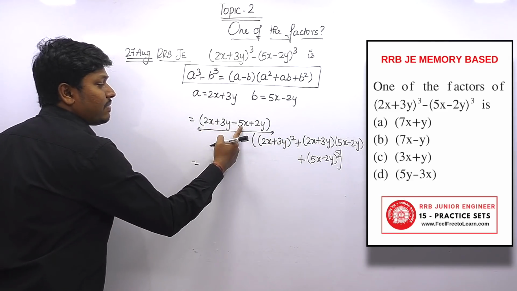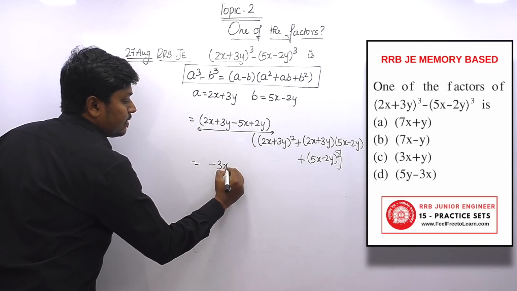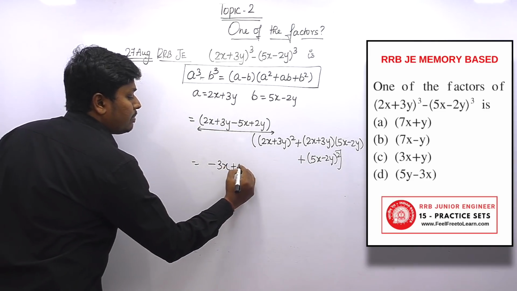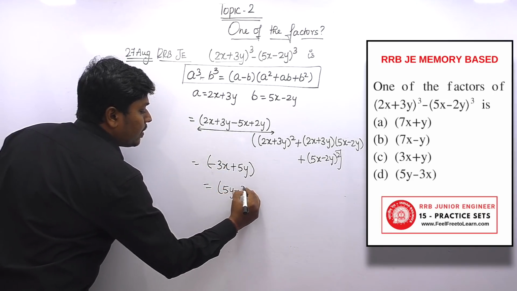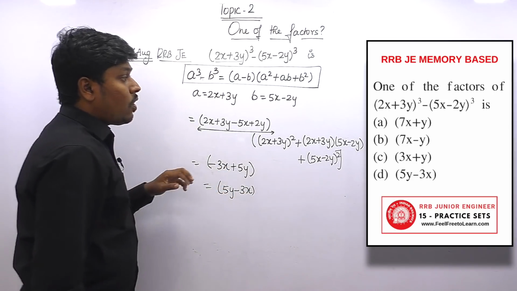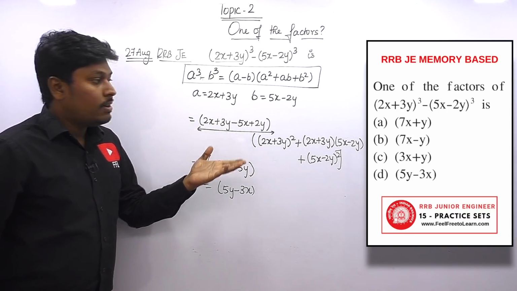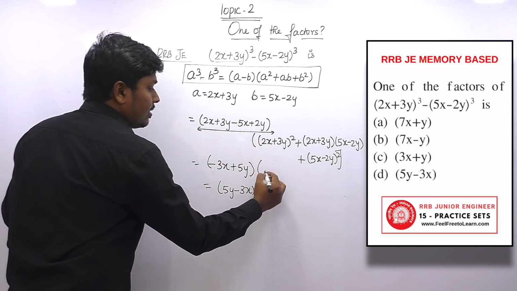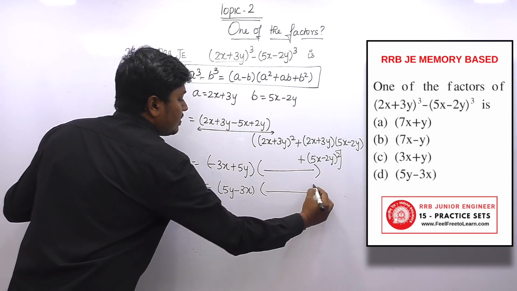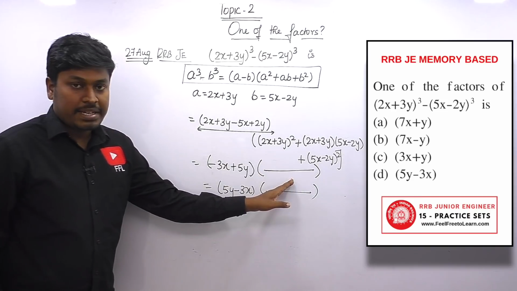See here, 2x and 5x will give minus 3x. And similarly 3y and 2y will give plus 5y. So here itself we got one of the factors, that is 5y minus 3x. Look at the options, the last option: 5y minus 3x. You don't want to solve the remaining term, right? In case they ask what is another factor, then we need to solve the complete expression.